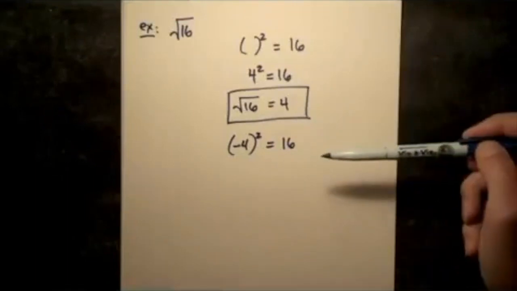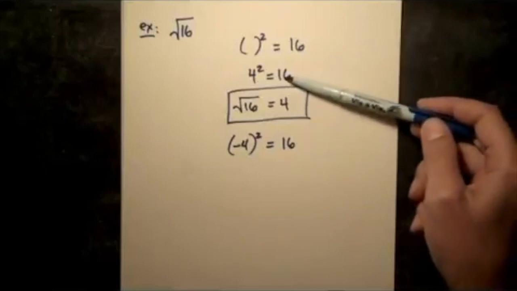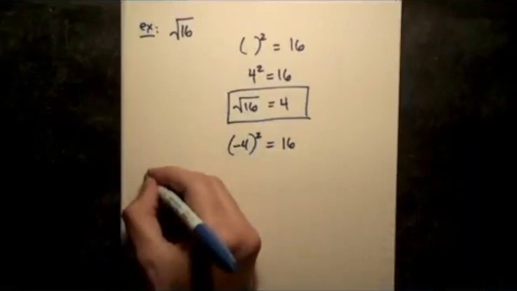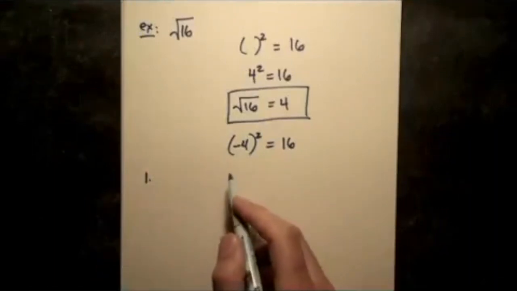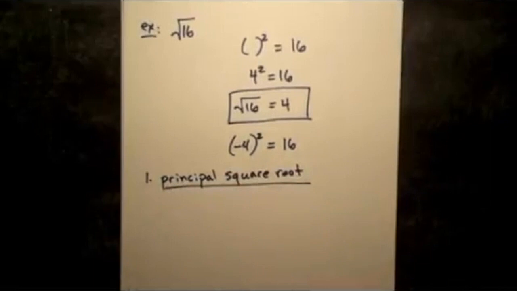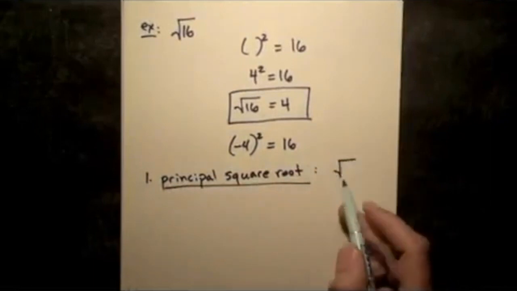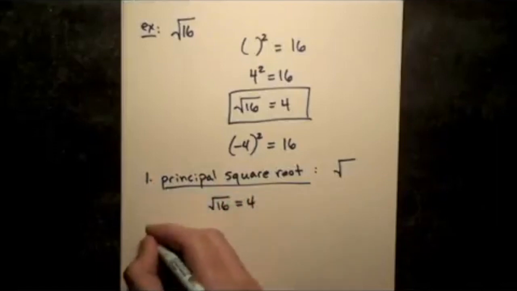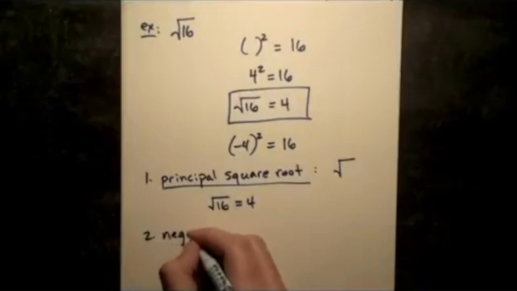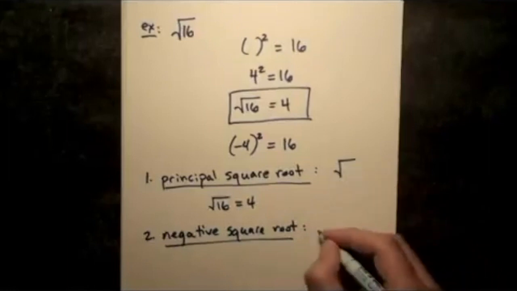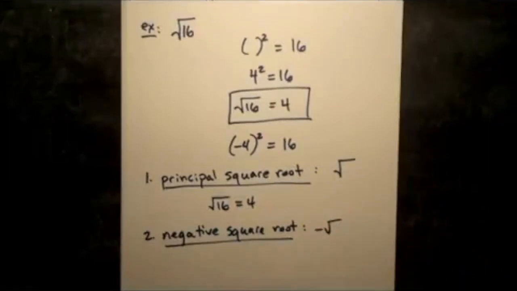So this presents a slight problem. Should we define the square root of 16 to be 4, or should we define it to be negative 4? The way we're going to fix this is we're going to define 2 separate square roots. The positive one is going to be called the principal square root, and that's just going to be the square root symbol. So the square root of 16 is equal to 4. And then we're going to define a negative square root, and it's just going to be the opposite of the principal, or the negative of the principal. So the negative square root of 16 would be negative 4.